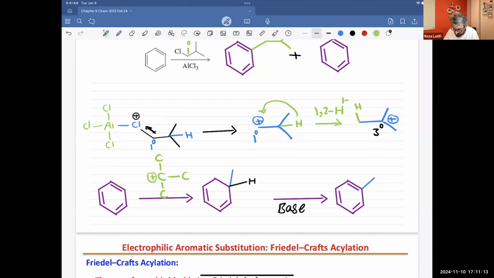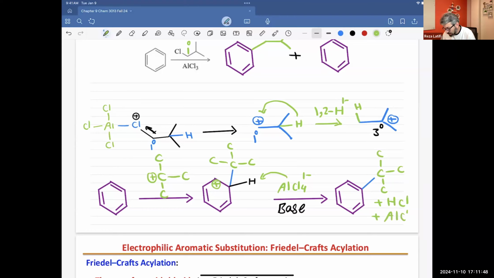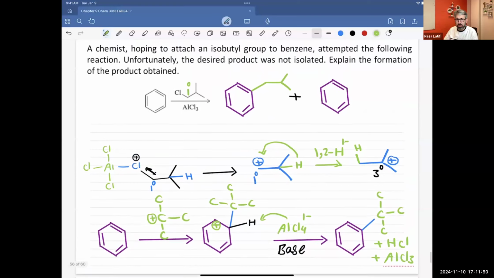And similar to the previous step, we get, again, a positive charge here. And then we need to have a base. And our base will be aluminum tetrachloride. This one will go after hydrogen. It will take hydrogen from the ring. We'll take it out as H+, and it will restore the benzene ring. So we will get a tertiary butyl here plus HCl plus aluminum chloride. Okay, so what's going to be the second product?